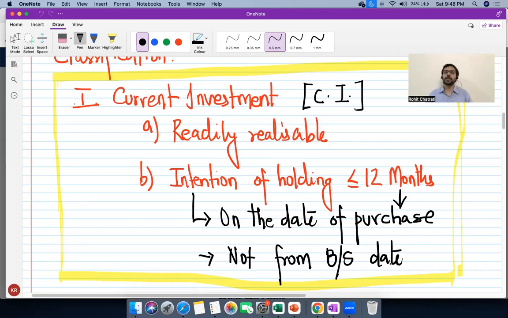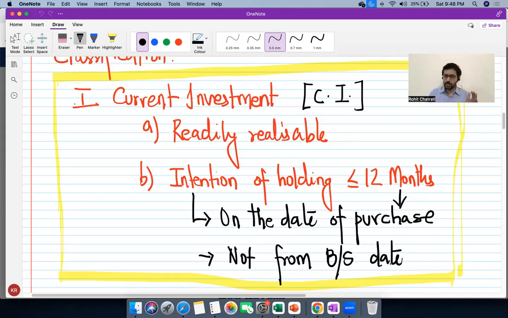Let us say today is 1st April 2022. I have purchased a bond on 1st April 2022, whose maturity is, say, 18 months from today. Which means on 30th September 2024, the bond is going to reach its maturity and it will pay the money back. Now I intend to hold it for 18 months. This is going to be classified as a long-term investment.